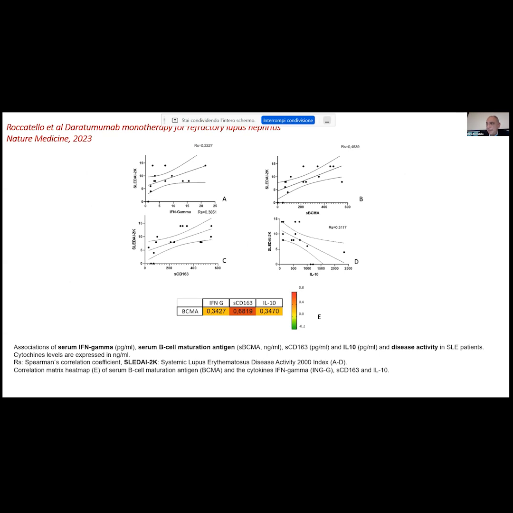In conclusion, daratumumab could be a robust and safer alternative to CAR T cell therapy in lupus patients who are refractory to standard of care, standard and novel B-cell depleting regimens.